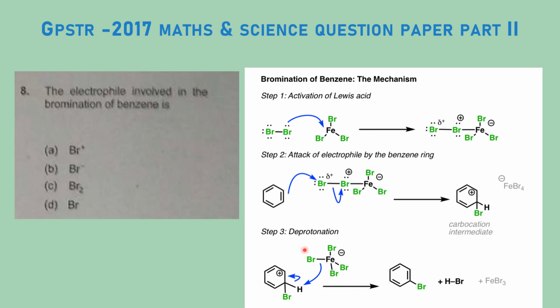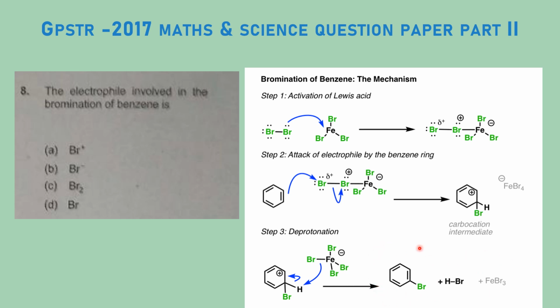The last step is deprotonation, which is nothing but removal of hydrogen. This hydrogen will get detached from this carbocation intermediate, then it will form a bond with the bromine atom, then you will get HBr. Then finally you will get the catalyst as it is. In the beginning itself I told you the catalyst helps the reaction. After the interaction you will get the catalyst back, FeBr3.